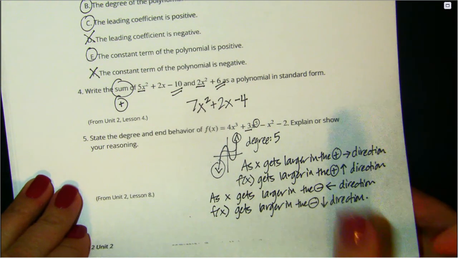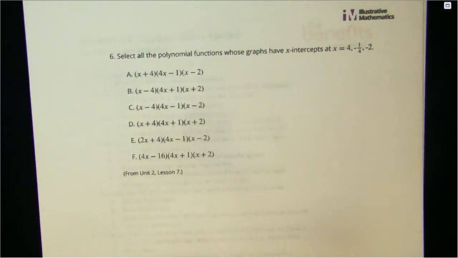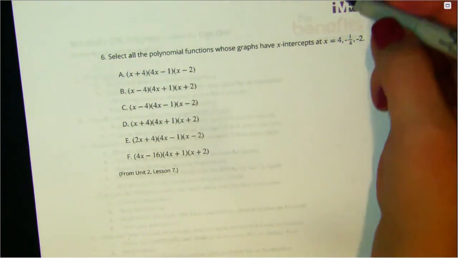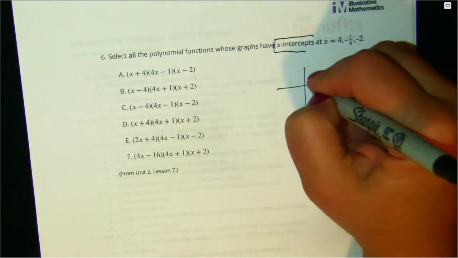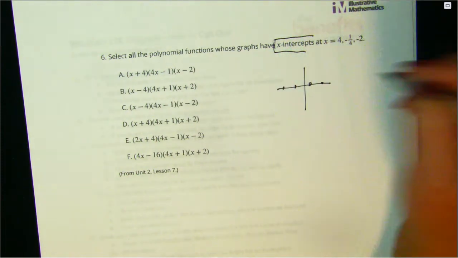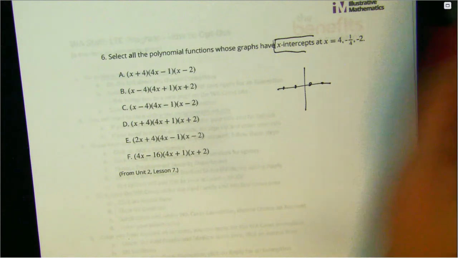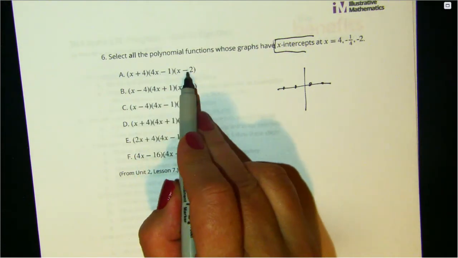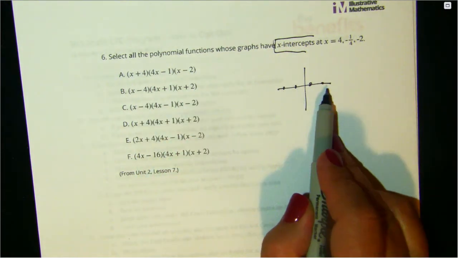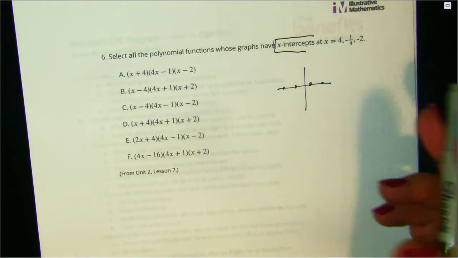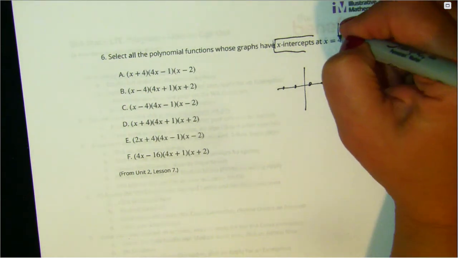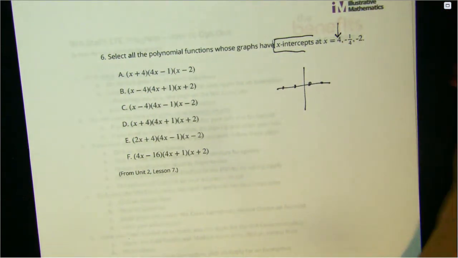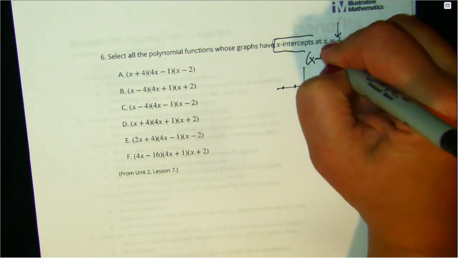Moving on. Number 6. These are all in factored form, and they want me to select the graph that has x-intercepts. That means where it's touching, right? And what we learned a few lessons ago is whatever makes these factors equal to 0 is where the x-intercepts are. And I might propose that I just go backwards. This question was actually on the quiz. If it has an intercept at x equals +4, that means I had a -4 in here.